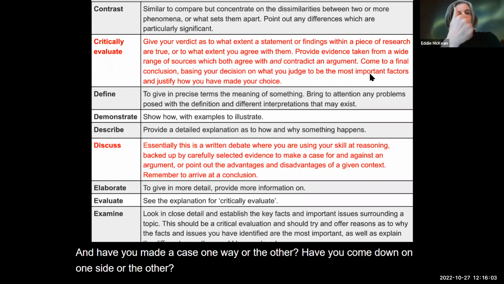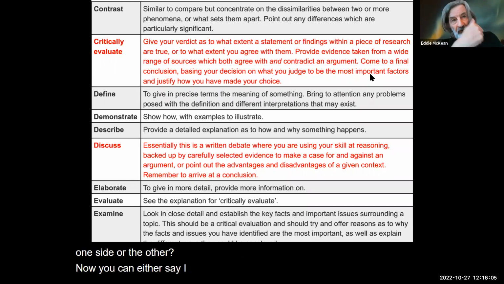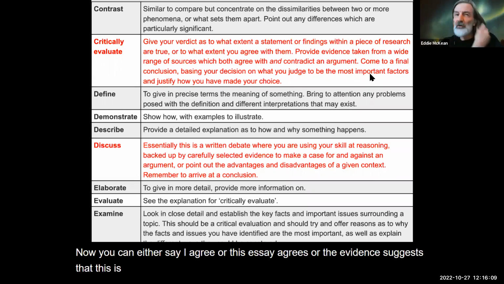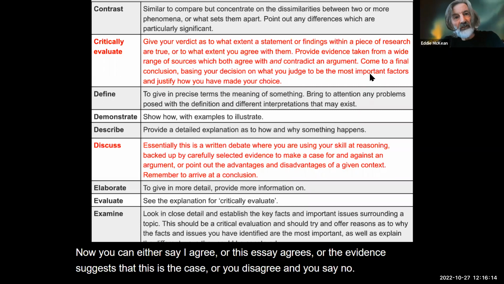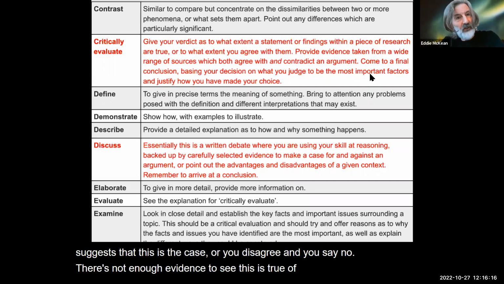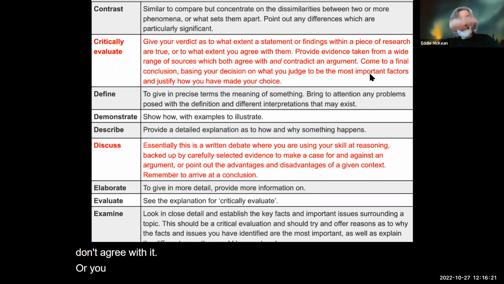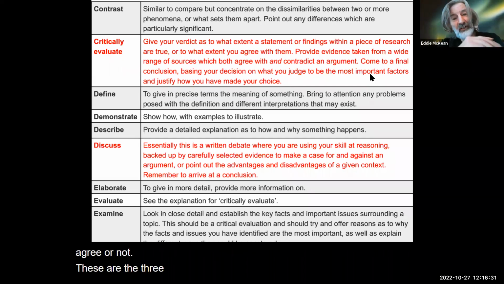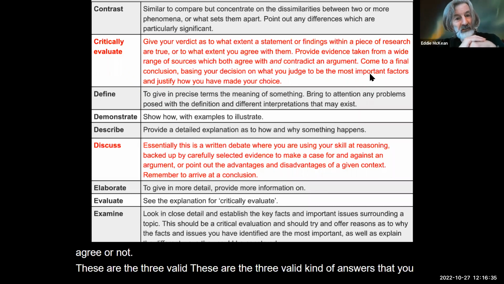Now you can either say, I agree, or this essay agrees, or the evidence suggests that this is the case, or you disagree and you say, no, there's not enough evidence to say this is true or this is a fact, or you don't agree with it. Or you can say, well, it's pretty even. There's strong arguments on both sides and it's difficult to say whether you agree or not. These are the three valid kinds of answers that you can give from any critical evaluation.